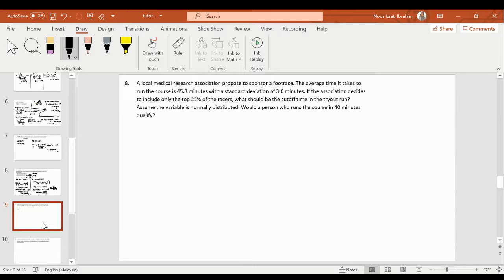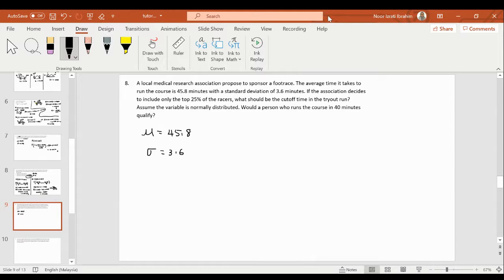Move on to question number 8. A local medical research association proposed to sponsor a food race. This is about a race. Race means the faster the better. The average time it takes to run the course is 45.8, meaning the mean is given as 45.8, with the standard deviation sigma as 3.6 minutes.